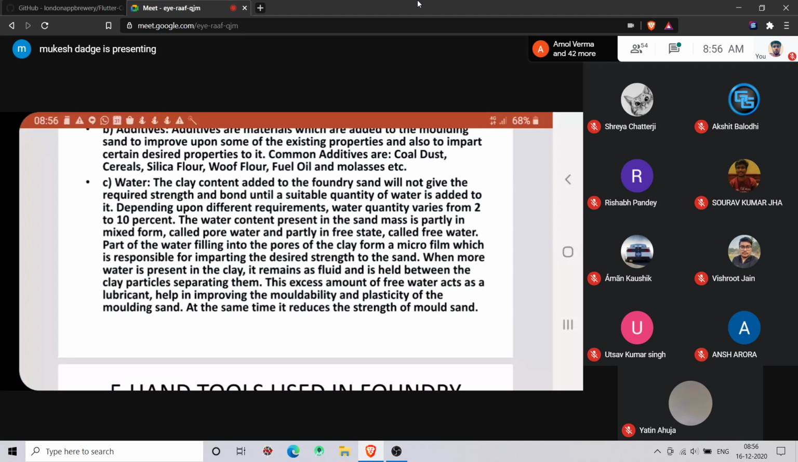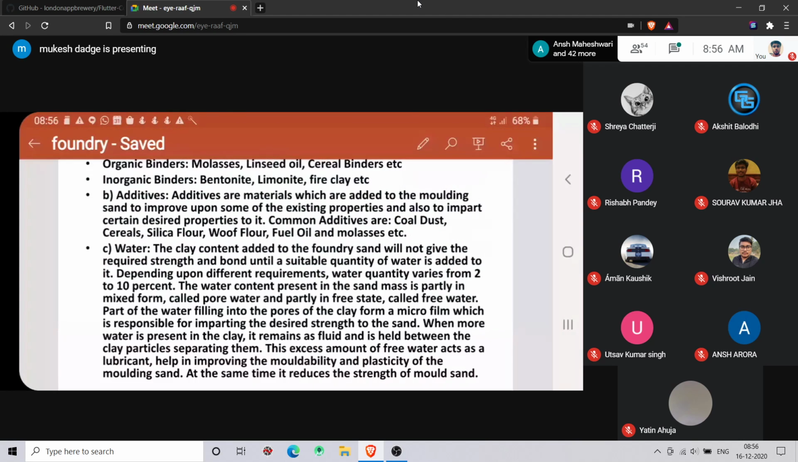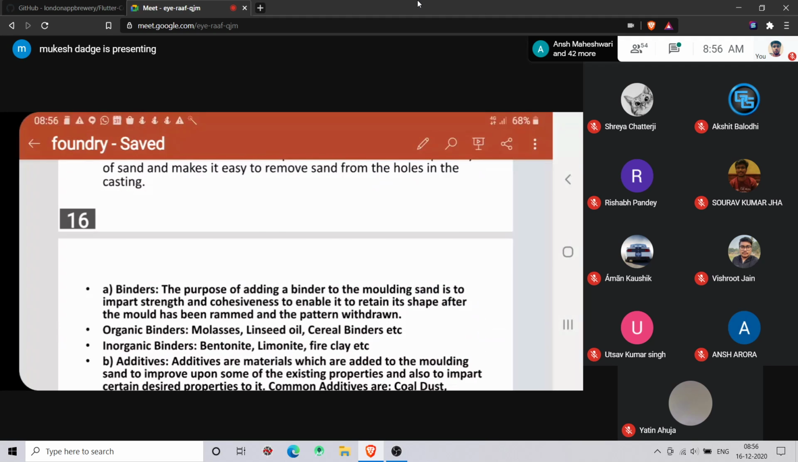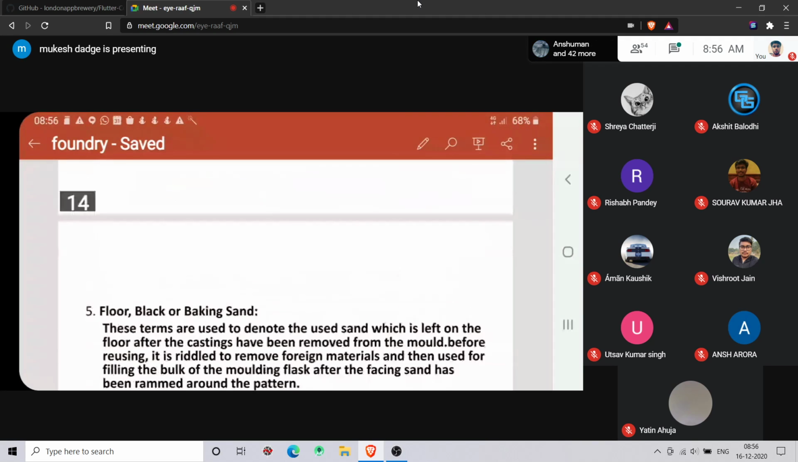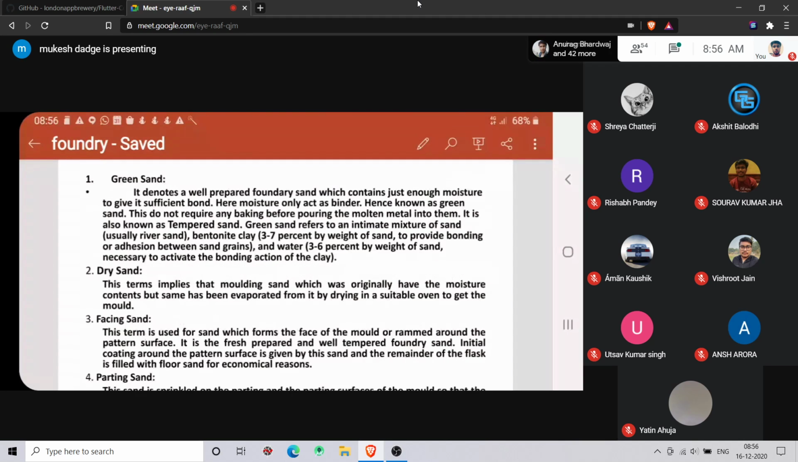So it depends on water content. If it is more, strength decreases, and if it is less, strength also decreases. You should have some percentage. So this is all about the sand. Now I will show you a video. As far as theory is concerned, it is a lengthier one, for the casting.